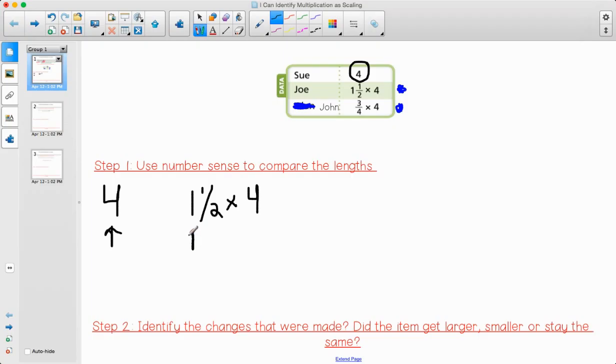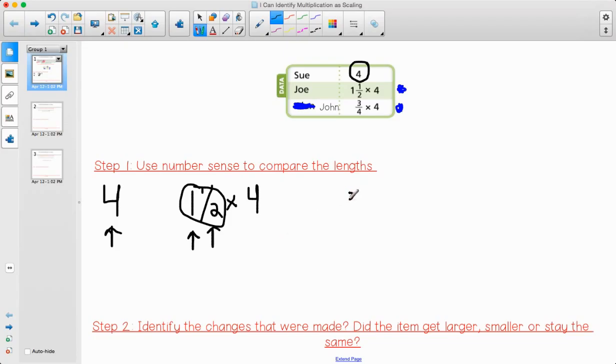Well, here's where it started, and here's what happened to it. 1 whole and 1/2 is what I have. 1 1/2 put together is much bigger than 1, right? It increased, right? The 4 feet that it originally started at, I multiplied it by 1 whole and another half, which means that it had to increase in size.